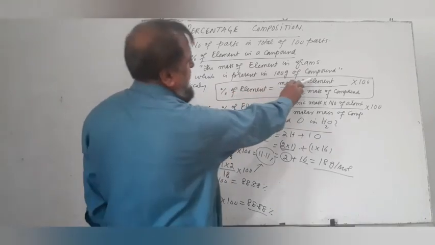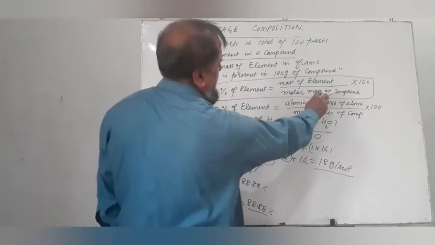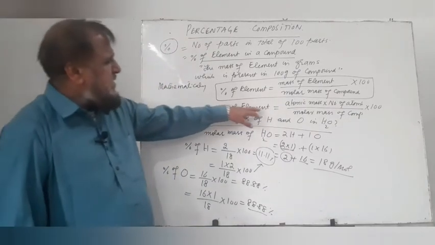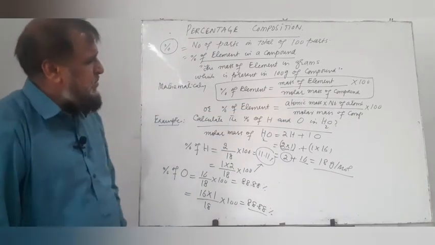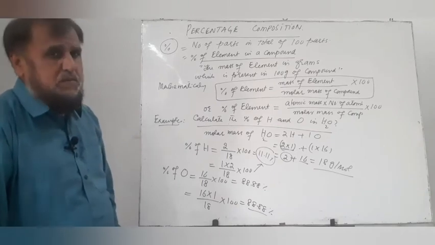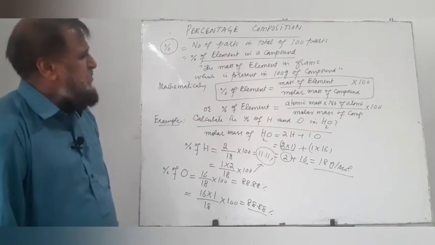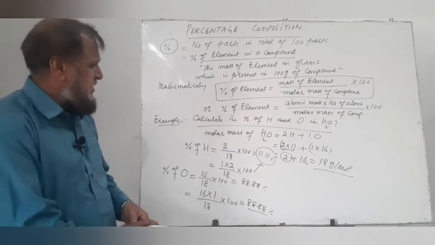First one is total mass of element divided by molar mass of compound into 100, and the second one is percentage of element is equal to atomic mass of the element into number of atoms of the element present in the compound divided by molar mass of compound into 100.